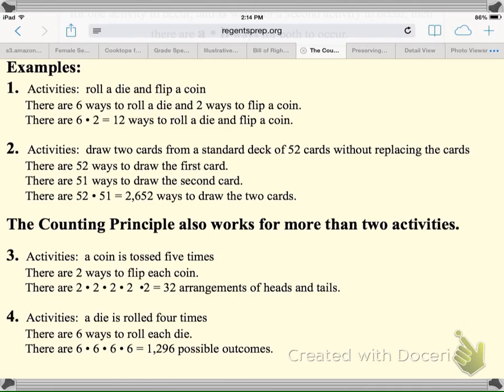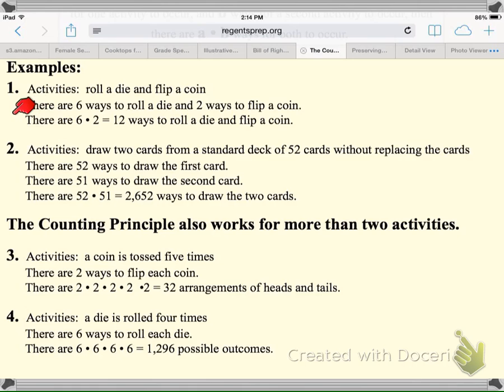Okay, let's do some examples. Our first one is, what if we were looking at rolling a die, a standard die, with the numbers 1, 2, 3, 4, 5, and 6, and flipping a coin, so you have heads or tails. Since there are 6 ways to roll a die and 2 ways to flip a coin, 6 times 2 equals 12. Okay? What about if we draw 2 cards from a standard deck of 52 cards without replacing the cards?